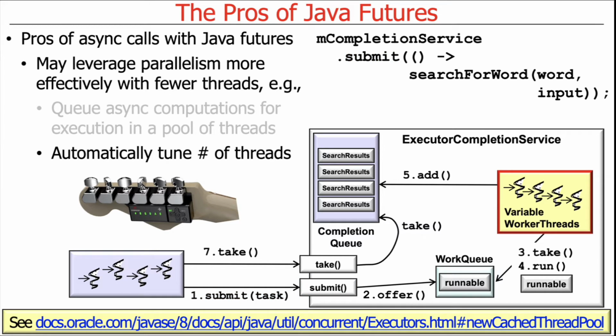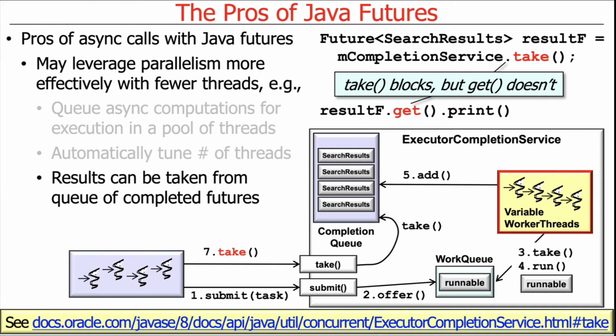Another nice thing about having a pool of threads is that the threads can be automatically tuned. For example, if you select the cached thread pool, then it will create threads as needed as work comes in. And if there are threads that have been created before and are currently idle when new work comes in, then rather than creating new threads, it'll simply recycle and reuse a thread that already exists. So the threads can be automatically tuned, which is very nice. And then you can get the results off the queue of the completed futures and do something with them.